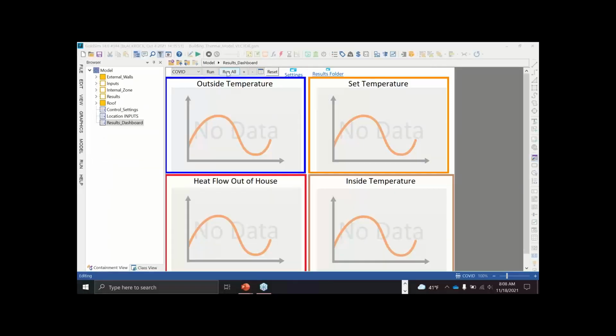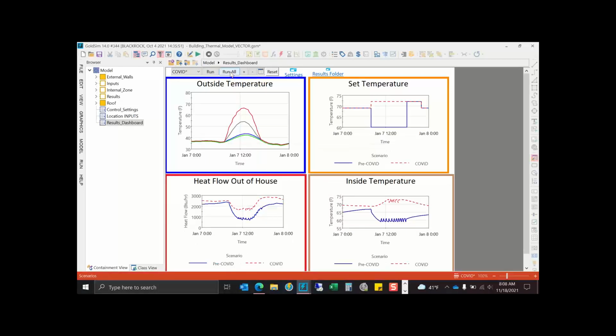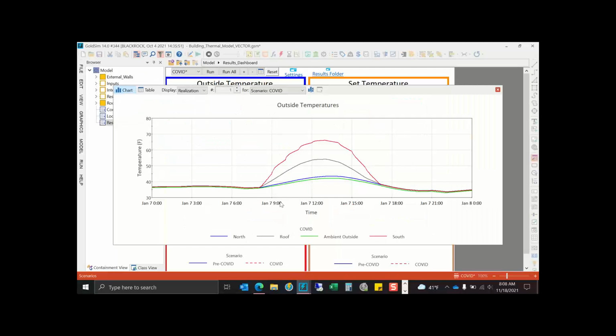So here's our result dashboard. If I run the simulation for both of our scenarios, okay, so we can see in our plots that we have the outside temperature. And if we pop this out, this is the outside surface temperature. The blue one is the north wall, the green is the ambient, the gray is the roof, and the red is the south wall. And this has to do with the orientation with respect to the sun.